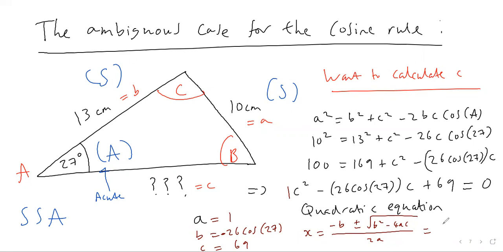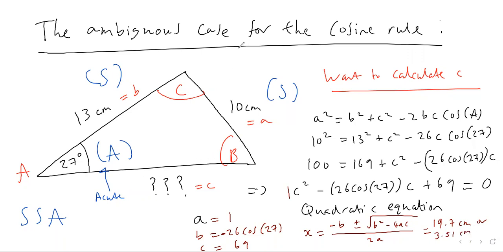So we should get two solutions. So we should get 19.7, as in centimeters, because it's our length, or we should get 3.51. So we get two different values, so two different lengths here.